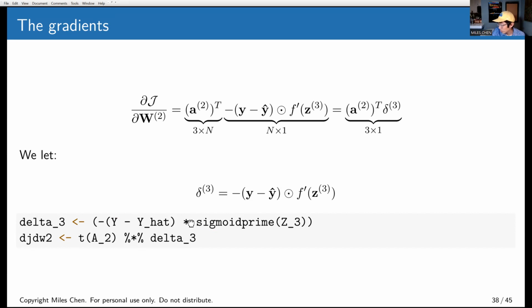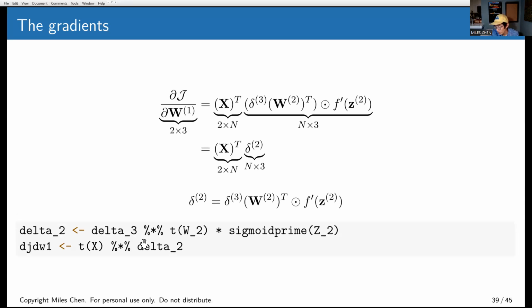So this is the element-wise multiplication, which is not a normal linear algebra operation, but we can do it in the computer. This will take the elements and do element-wise multiplication, and then we do matrix multiplication between A2 transpose and delta 3. Similarly, we do something for the gradient to the first weight matrix.